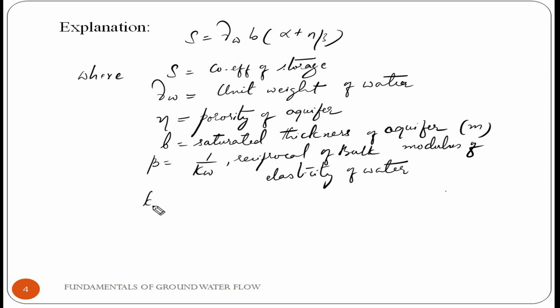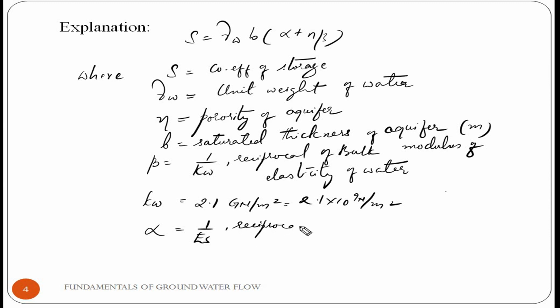So here KW is 2.1 into 10 to the power of 9 Newton per meter square, and alpha is the reciprocal of the bulk modulus of elasticity of the aquifer.